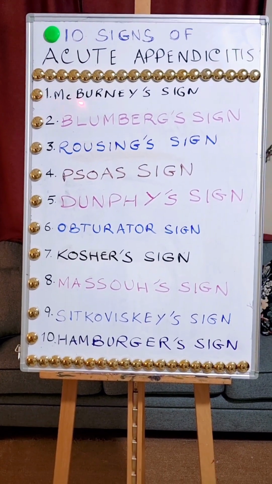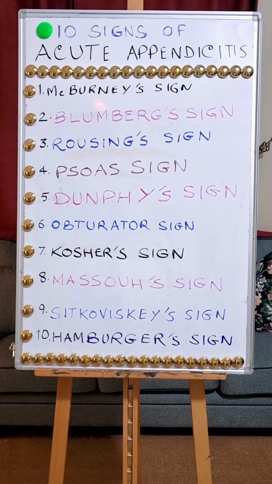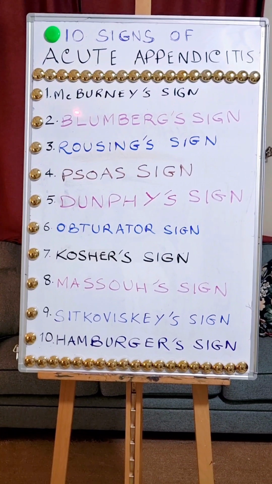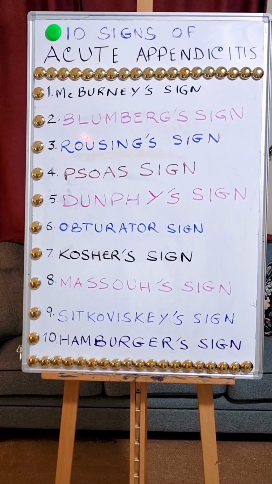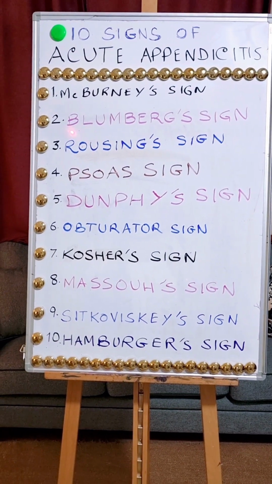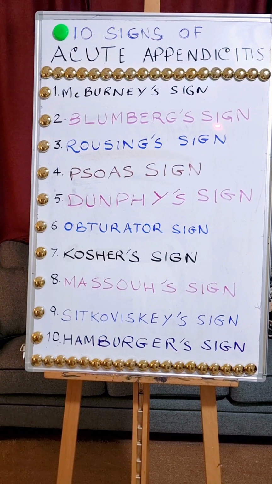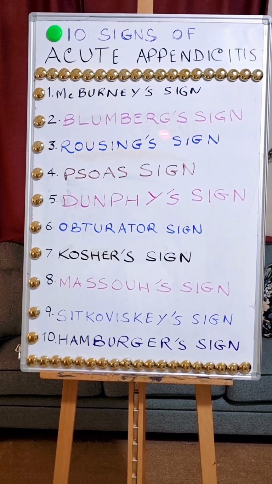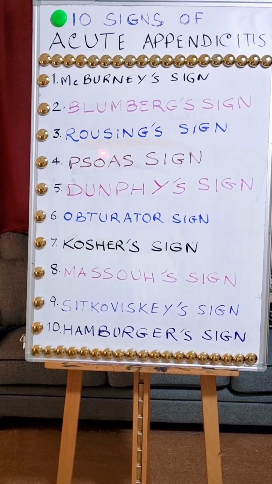Palpation at McBurney's point, which is now called the petit triangle, will cause pain. So, what is McBurney's point? If you draw a line from the umbilicus to the superior iliac crest, then McBurney's point is situated one third of this distance from the superior iliac crest.